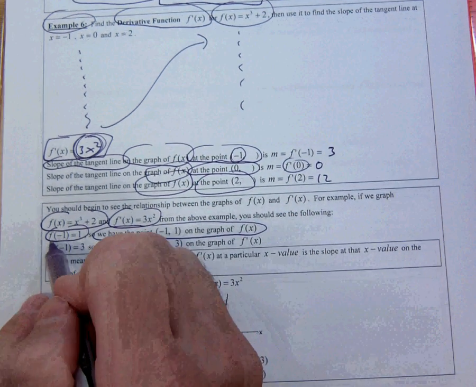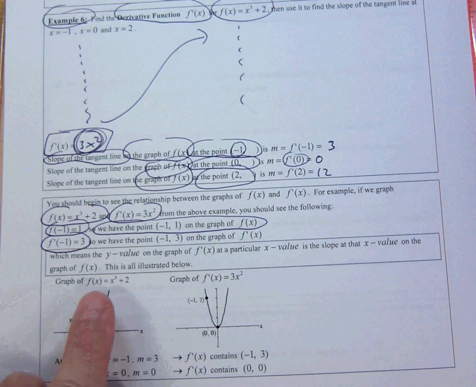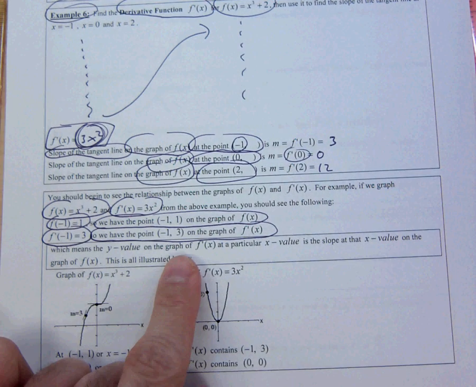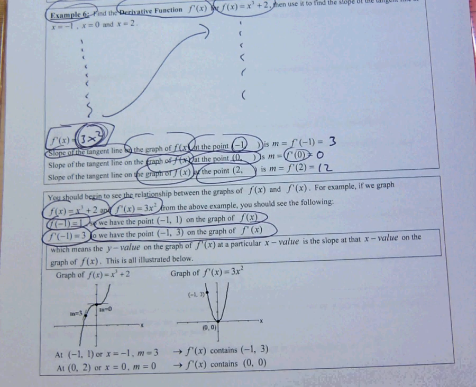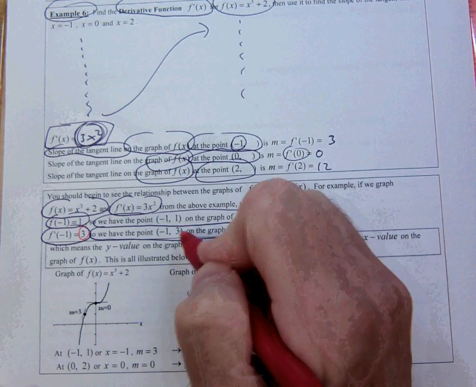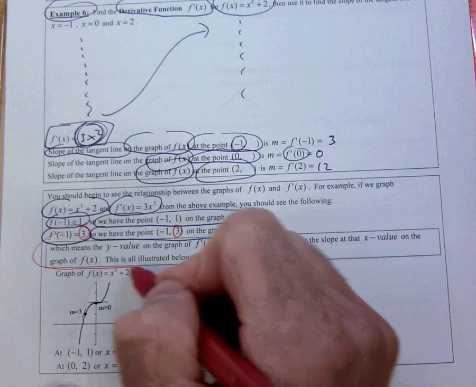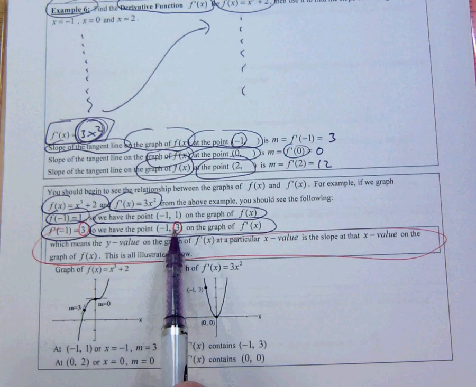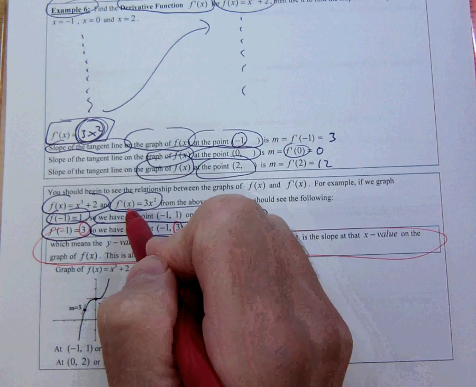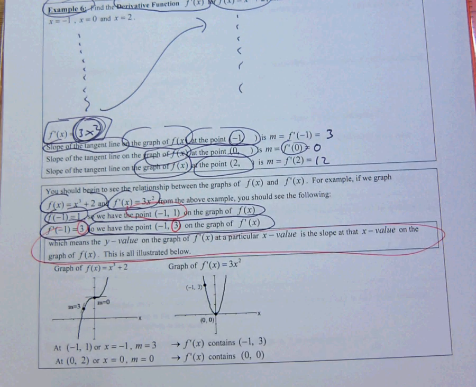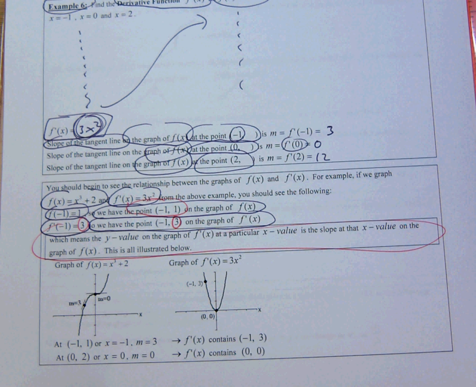What happens when I plug -1 into my derivative function? What do I get, guys? 3. So we have the point -1, 3 on the derivative graph, if you were to graph the derivative. So what does that mean? That means this y value here on f prime, which is 3, gives you the slope at the point -1 comma 1 on the original function. Is that clear?